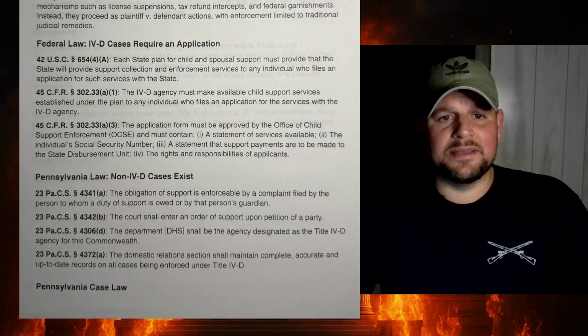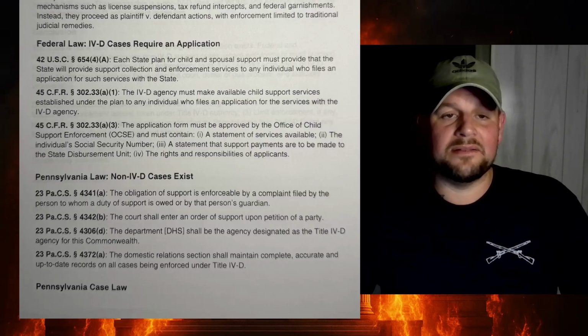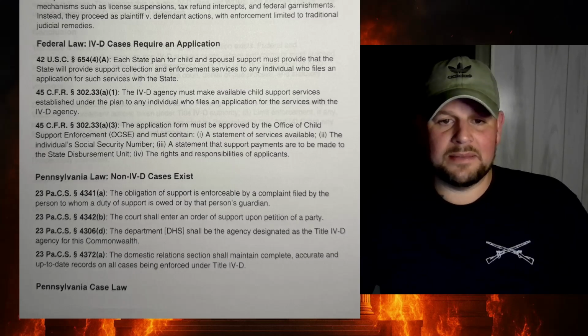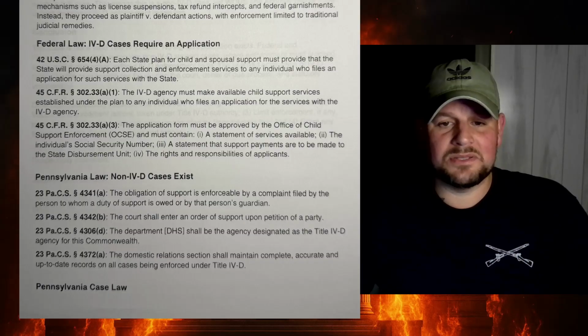And these are the laws that show the Title 4D agency must make available child support services established under that after they file an application, a valid 4D application. Pennsylvania law, non-4D cases do exist. 23 Pa.C.S. subsection 4341 alpha: the obligation of support is enforceable by a complaint filed by the person to whom a duty of support is owed or by that person's guardian. 23 Pa.C.S. subsection 4342 Bravo: the court shall enter an order of support upon petition of a party.